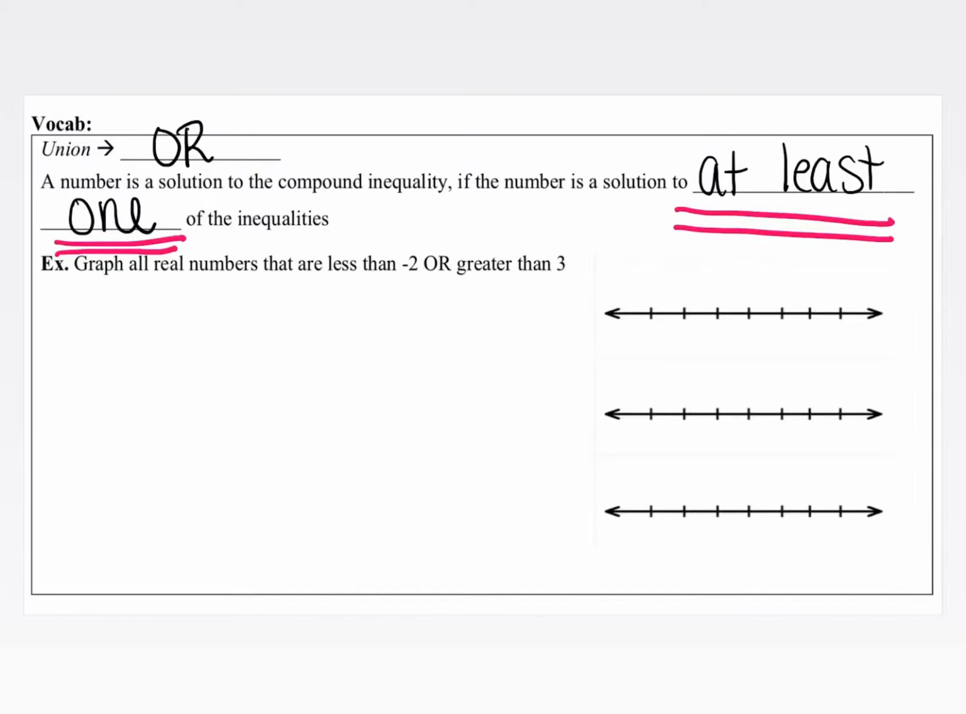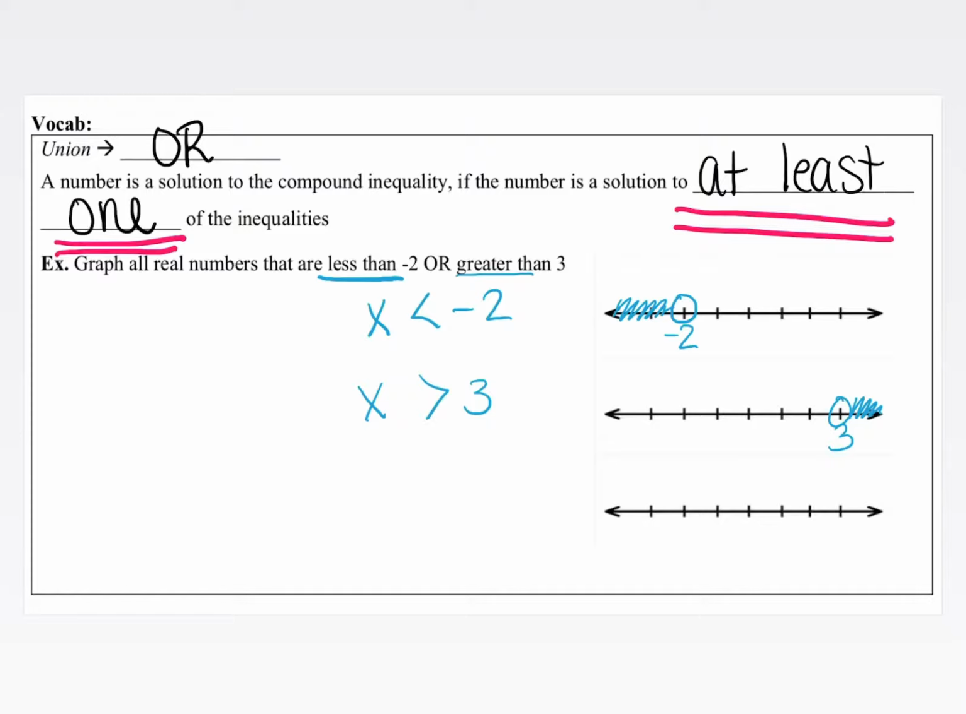So our example here, we have graph all the real numbers that are less than -2 or greater than 3. So we have x is less than -2, or we have x is greater than 3. Since x is less than -2, we're going to graph this on our number line. This gives us an open circle, and we're going to shade to the left all the values that are smaller than -2. And for when x is greater than 3, we're going to graph our 3, again, open circle because of the inequality, and shade to the right all the values that are bigger than 3.